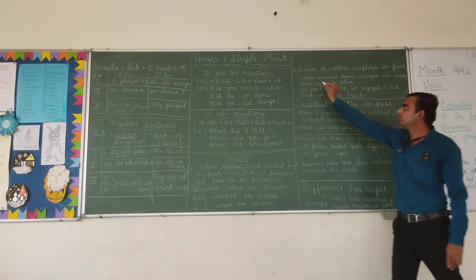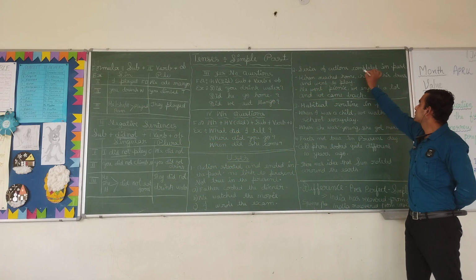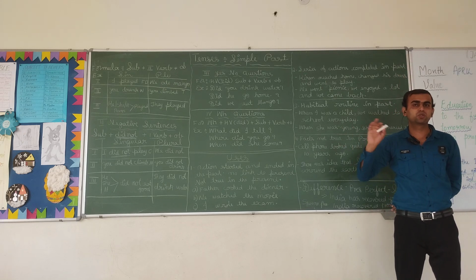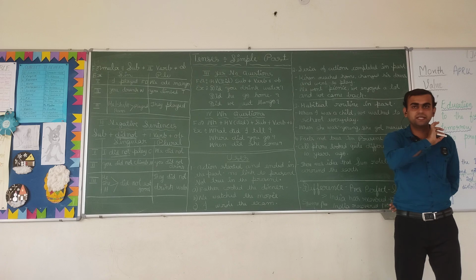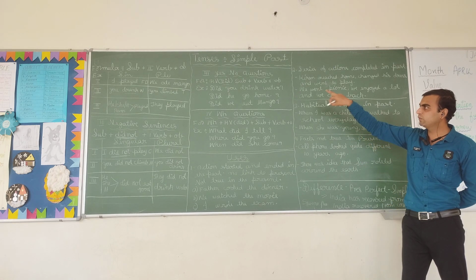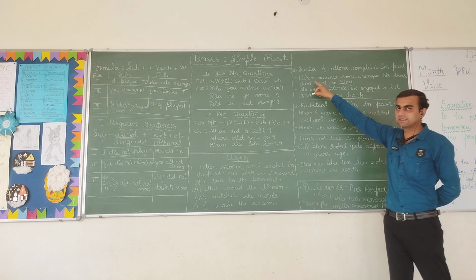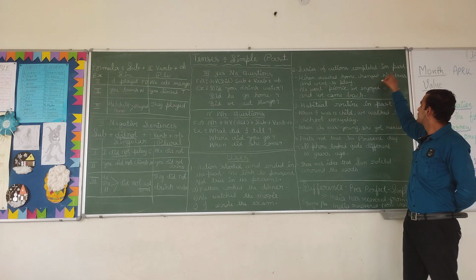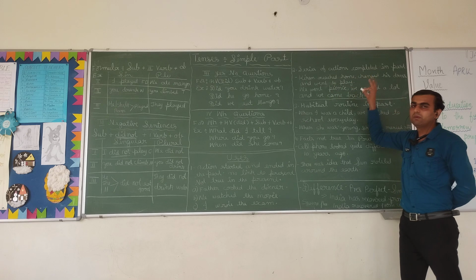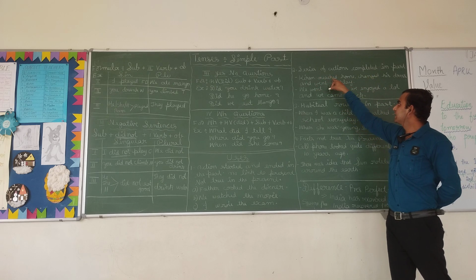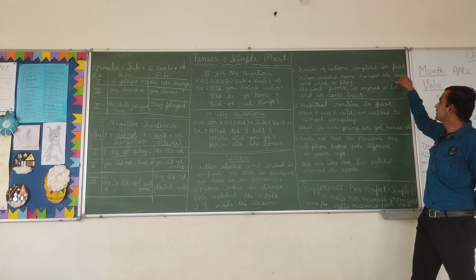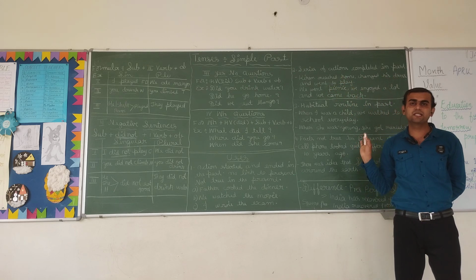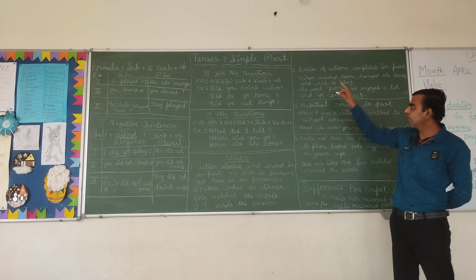Second use: a series of actions completed in the past. Many actions, 2 or 3 actions which are completed in the past. For that also we use simple past tense. Example: Kiran reached home, changed his dress and went to play. These are actions which are completed already in the past. Many, 2-3 actions have completed.